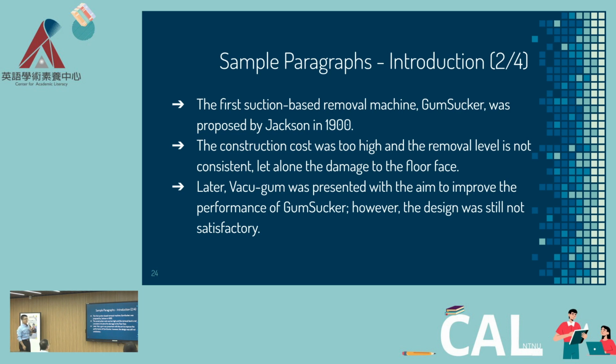Later, vacuum gum was presented with the aim to improve the performance of gum sucker. However, the design was still not satisfactory. Yeah, and later there's another version, right? Vacuum gum was presented, and what's the goal? With the aim to improve the performance of the previous model, right? However, the design was still not satisfactory. So sometimes you say they are not satisfactory. That leads to your research gap.